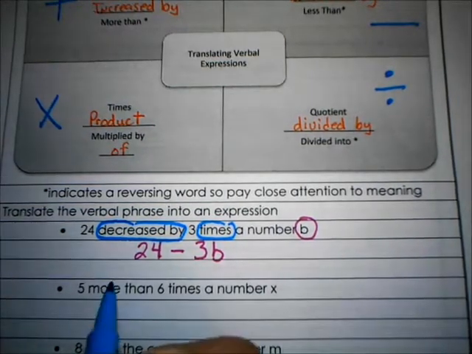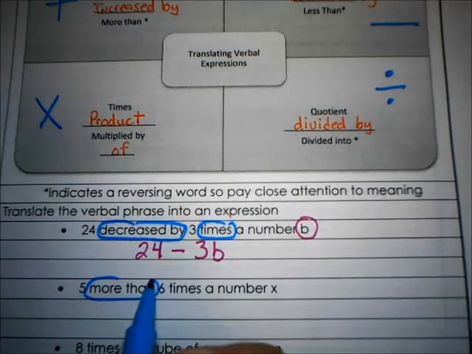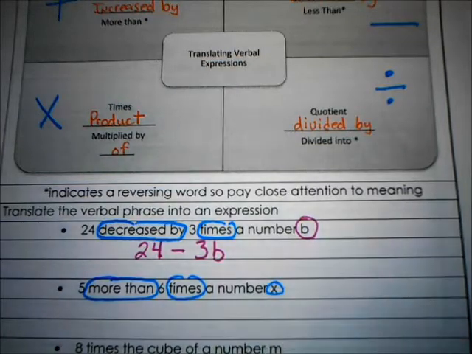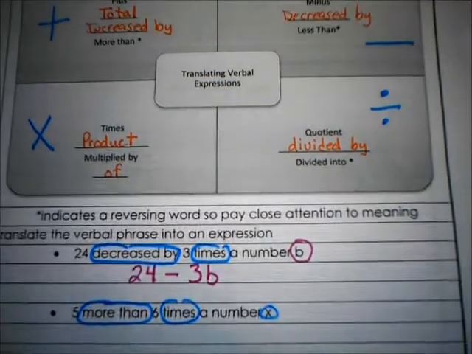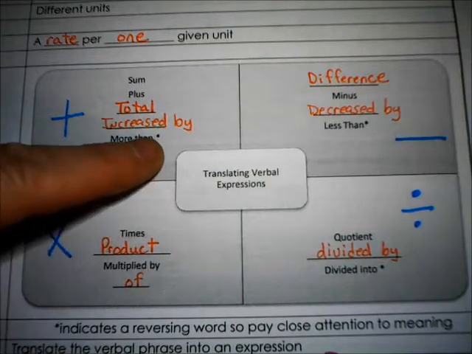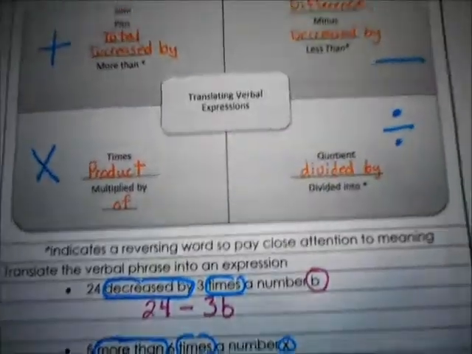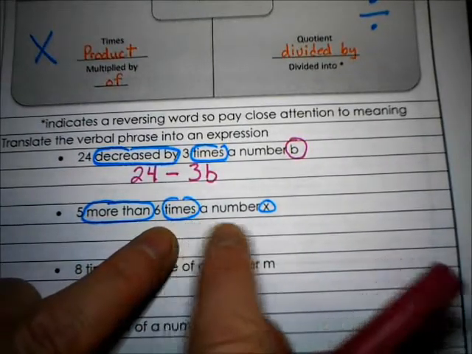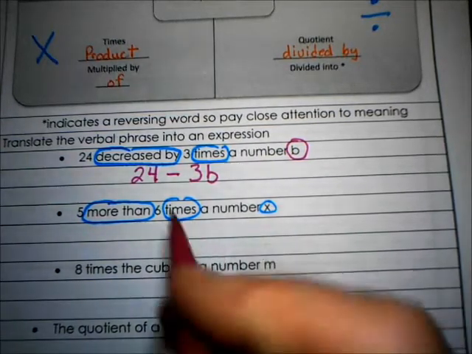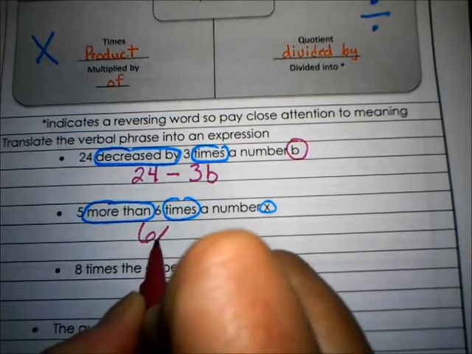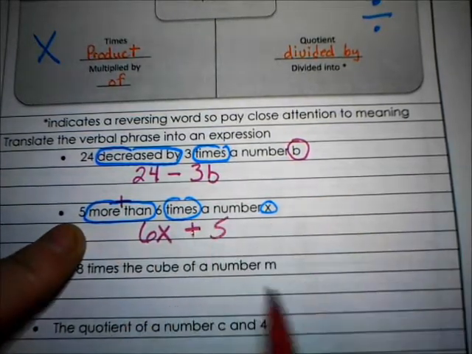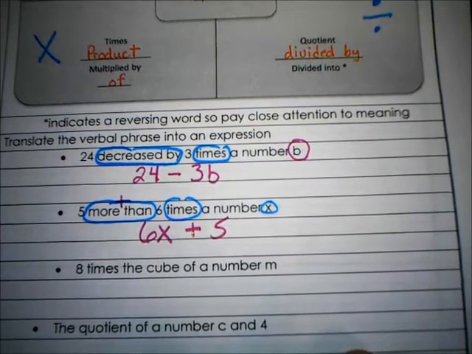Okay. On the next one, it says 5 more than, I'm going to circle that, 6 times a number, and there's my x. More than, I look up here, is in my addition column, but realize it also has a little asterisk, which means I've got to flip the order. So that means I'm going to do the back half first. 6 times the number x. Well, how do I write 6 times the number x? Well, that's just 6x. And then the more than means I'm actually adding, so I put my plus sign, and then a 5 comes last.